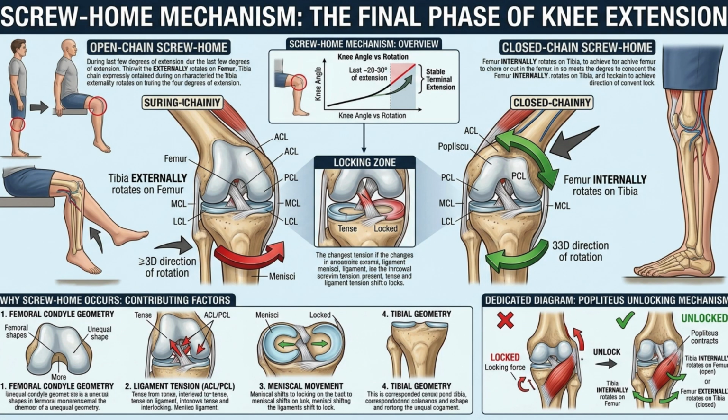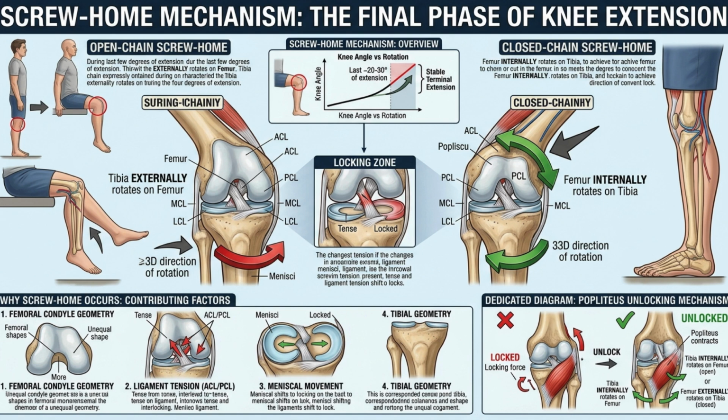Now we reach one of the most important concepts in knee biomechanics. During the final approximately 20 to 30 degrees of knee extension, the knee undergoes a rotational movement known as the screw home mechanism. In open chain, the tibia externally rotates relative to femur. In closed chain, the femur internally rotates relative to the tibia. This rotation helps lock the knee into its most stable position during terminal extension.